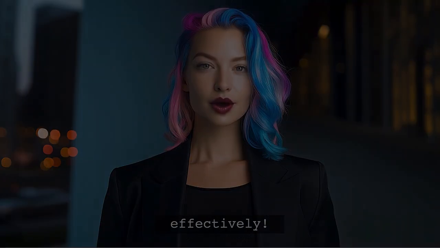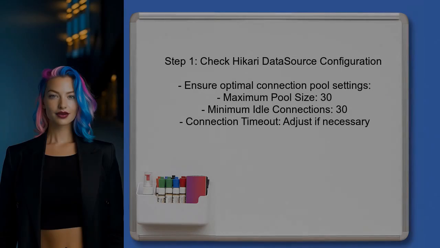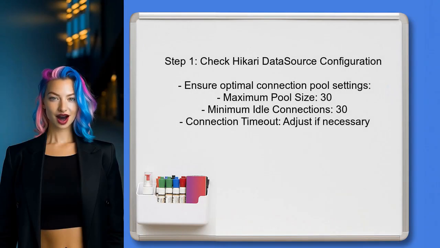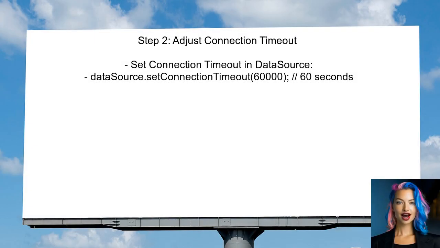To address the issue of the JDBC connection timeout, the user should first check the configuration of the Hikari data source. It's important to ensure that the connection pool settings are optimized for the application's needs. Next, the user should consider adjusting the connection timeout settings. The default timeout may not be sufficient for the application's workload, especially under heavy load.